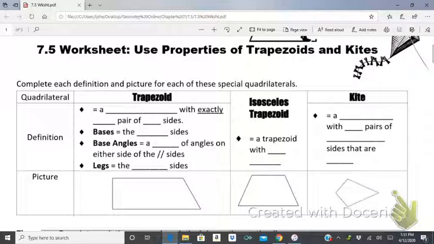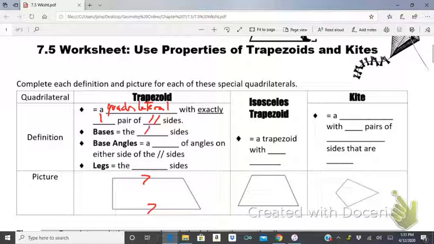A trapezoid is a quadrilateral, so it's a four-sided shape. It's a quadrilateral with exactly one pair of parallel sides. This side and this side are parallel to each other. The other two sides are not parallel, they're not congruent, they're just there. The top and the bottom are parallel to each other.